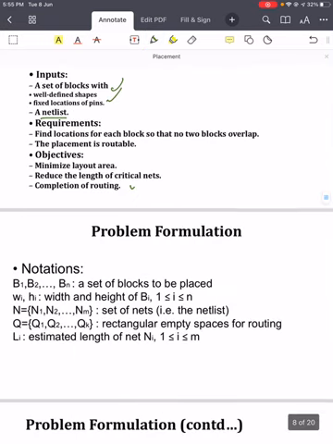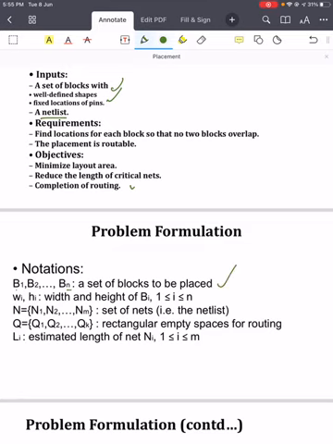Now more formally, with some notation, let me describe this placement problem. Okay, with some notation I'm going to formulate the placement problem as follows. Suppose we have a total of n blocks, b1, b2 up to bn, a set of blocks which has to be placed.